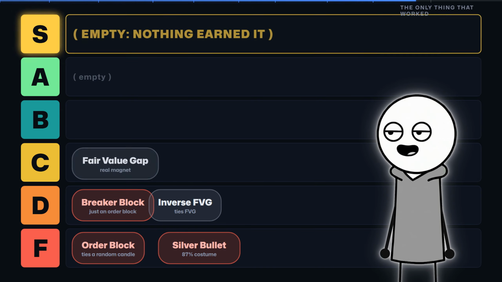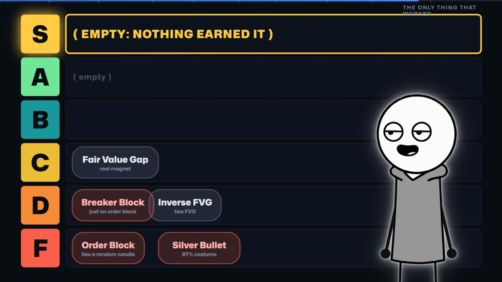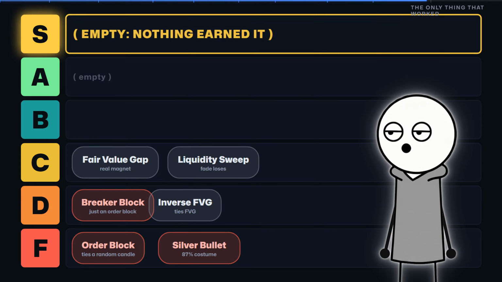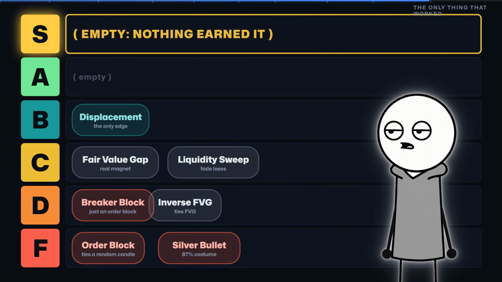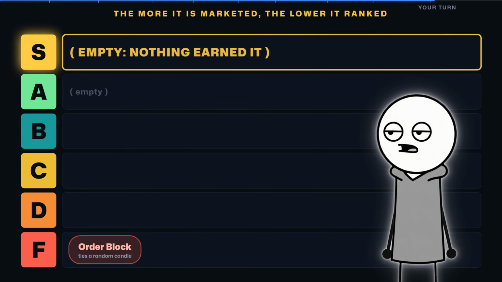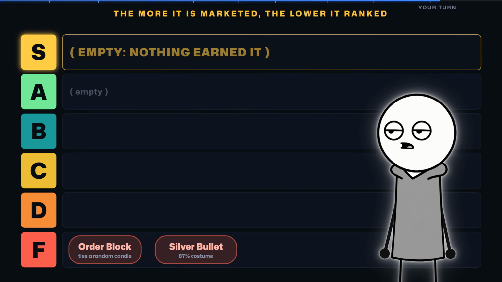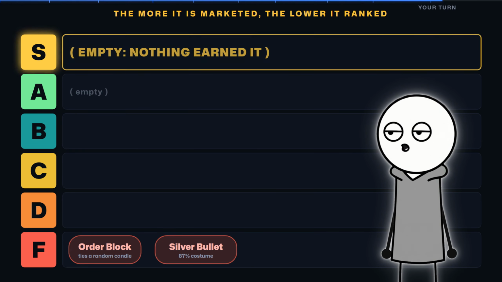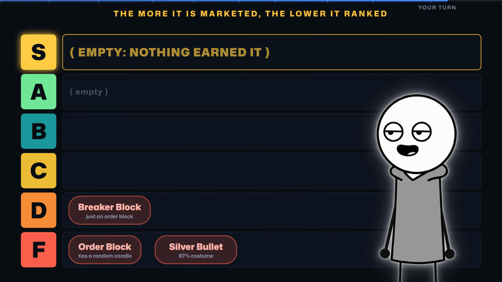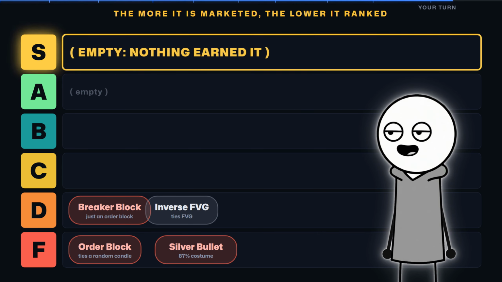And notice, it is a filter, not a product. There is no displacement course, no displacement Discord, no displacement indicator at the link in the bio. The one thing that works is the one thing nobody is selling you. B tier, alone at the top. Step back and look at the whole board. The pattern is almost too clean. The harder a concept is marketed, the lower it ranked. The named, packaged, sold setups, the order block, the breaker, the silver bullet, are at the bottom. The boring mechanical filter nobody monetizes is at the top. That is the actual lesson.